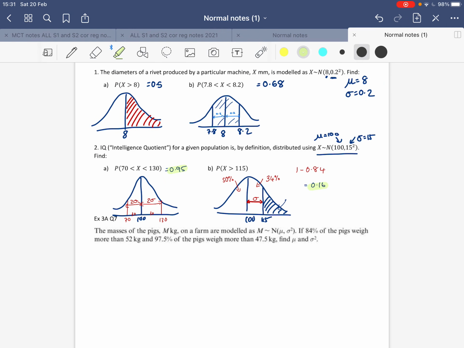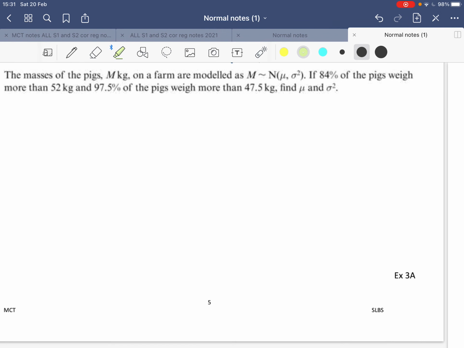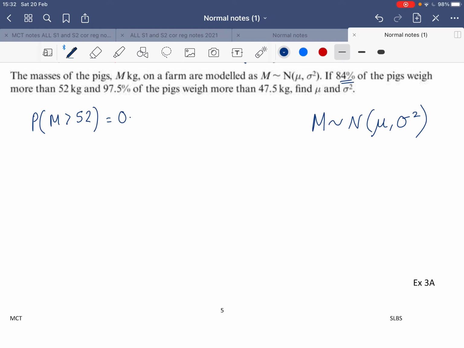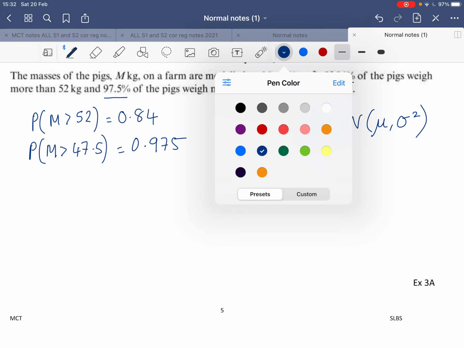Okay, so that's the kind of questions you'll be answering in exercise 3A. Let's have a try at this one before we go off. So the masses of the pigs, m kilograms in a farm, are distributed normally like so. 84% of the pigs weigh more than 52 kilograms. So the probability that m is greater than 52 is 0.84. And 97.5% weigh more than 47.5 kilograms. So the probability that m is greater than 47.5 is 0.975. We've got to find mu and sigma squared. So we're working backwards on this one.